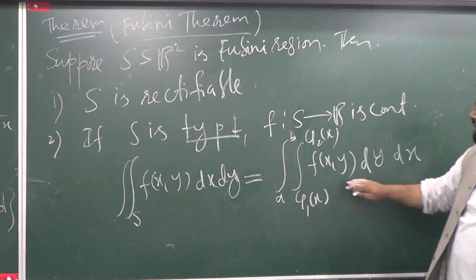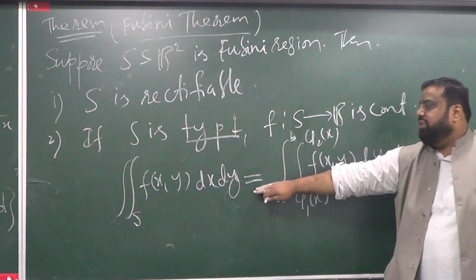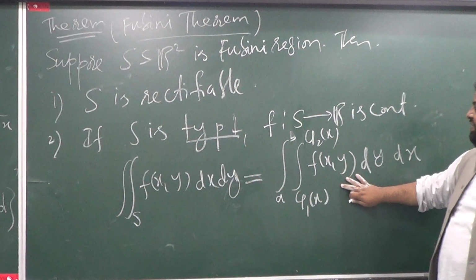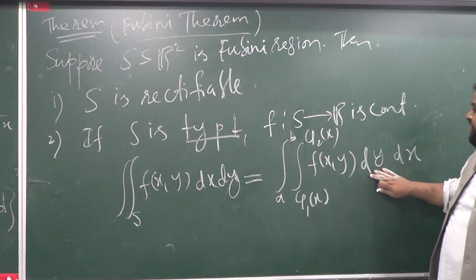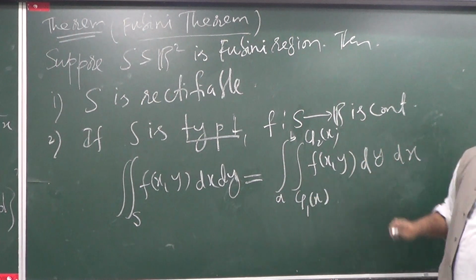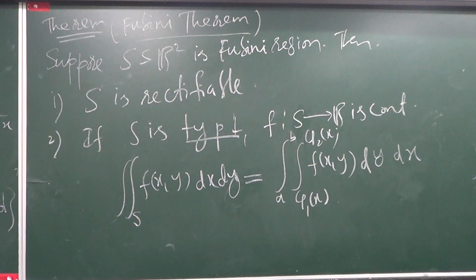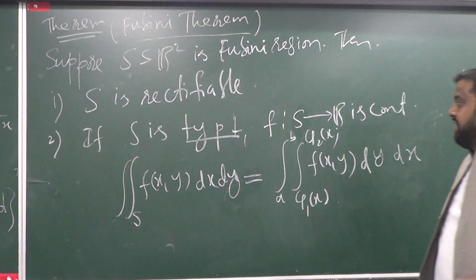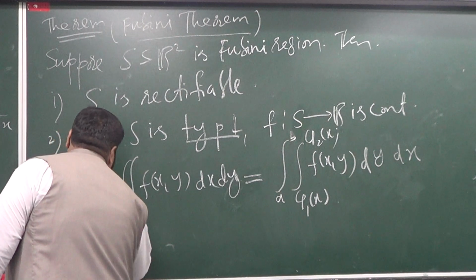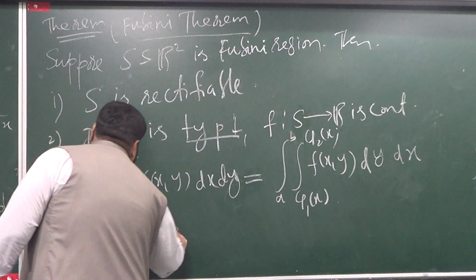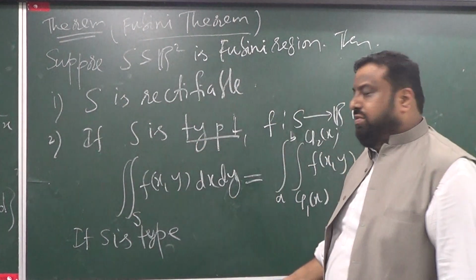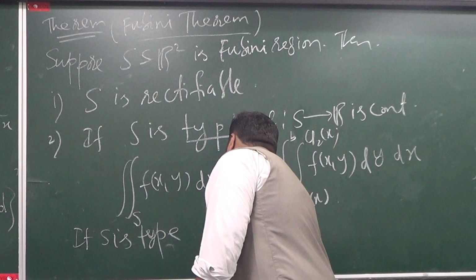Okay? So this can be interpreted as integrating the function first with respect to y between these curves, and then with respect to x between the curves. Okay? Yes. So what would be the formula for type 2? If S is type 2, you are going to have a similar formula, and it would look like this.